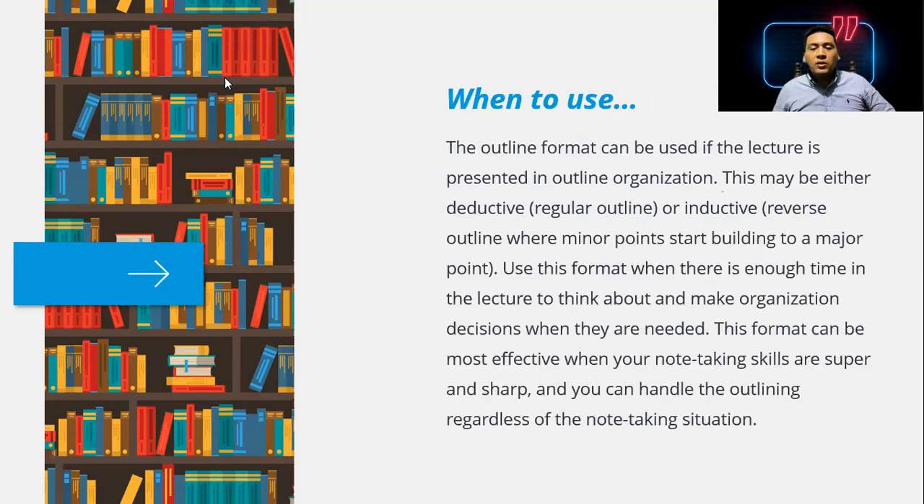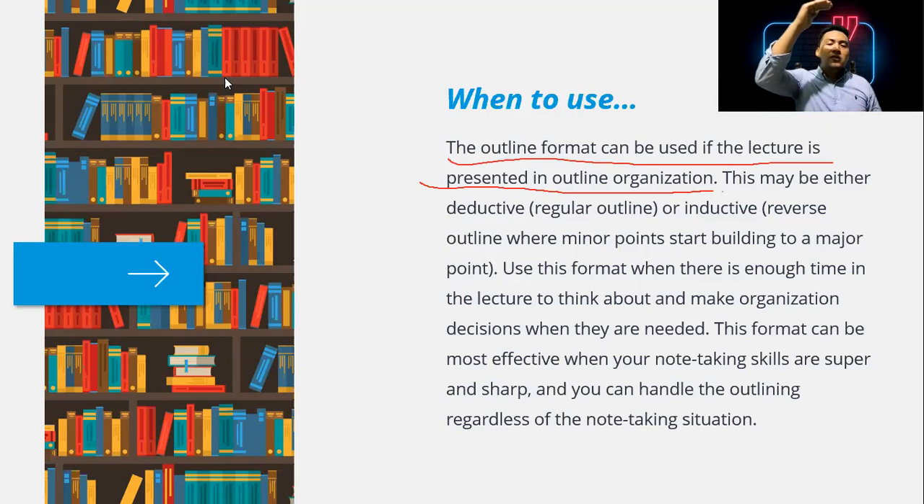Now, when are we going to be using this method? It says the outlining format can be used if the lecture is presented in an outline organization. This may be either deductive, regular outline, or inductive, reverse outline, where minor points start building to major points, okay? So it can be that you start from major points to minor points, or from minor points to major points. It can be either way, okay?